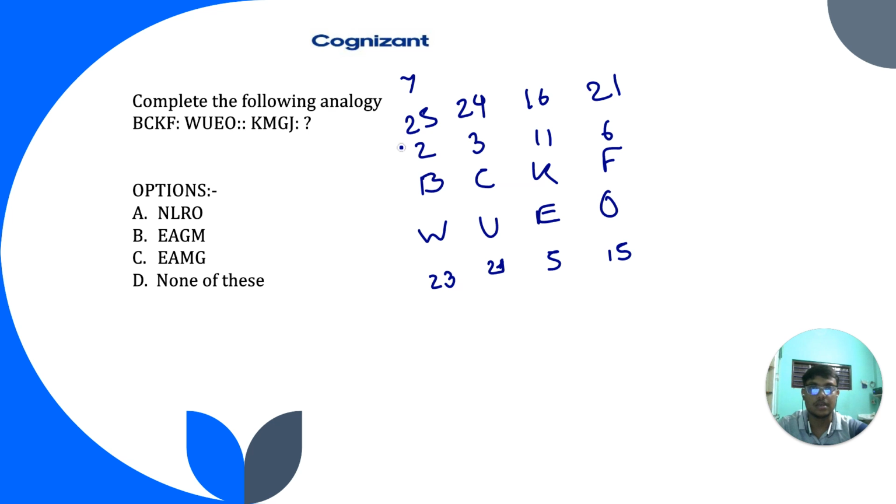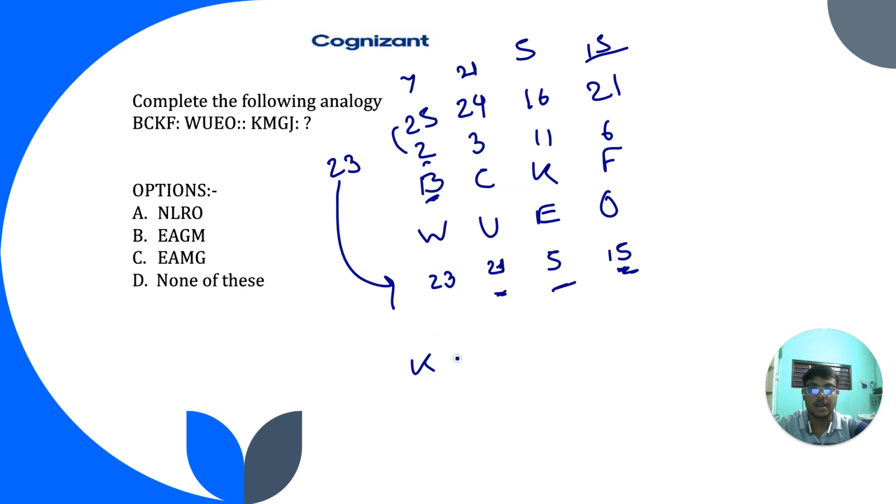Now you see, if we subtract 2 from 25, we get 23, which is equal to the letter given here. 24 minus 3 is 21 and that is given here. 16 minus 11 is 5 and that is given here, and 21 minus 6 is 15. So 15 is given here. So that means from the position of the opposite letter for the given letter, we are subtracting the position of the given letter. I hope that logic is clear.